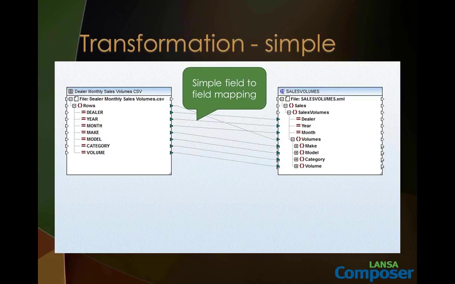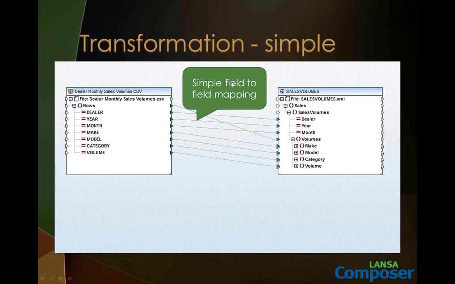Here's an example. We're in the Composer graphical workbench, and this is where you essentially define how data will flow between different formatting. So on the left in our example, we've got a simple comma-separated variable file, and it's dealer sales information. In this case, the dealer, the year and the month are staying consistent across many of the rows, and then there'll be further information of make, model, category and volume that will be repeated for each of these variances.